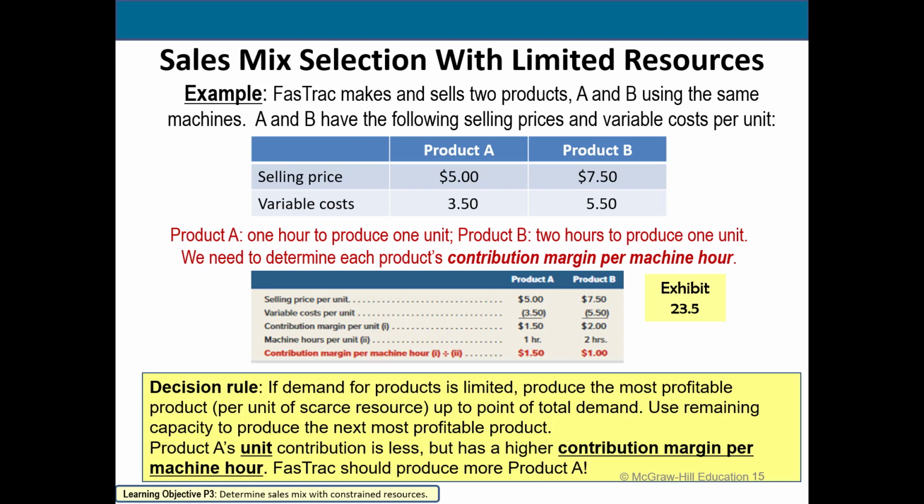If the demand for products is limited, produce the most profitable product up to the point of total demand, and then use the remaining capacity to produce the next most profitable product.